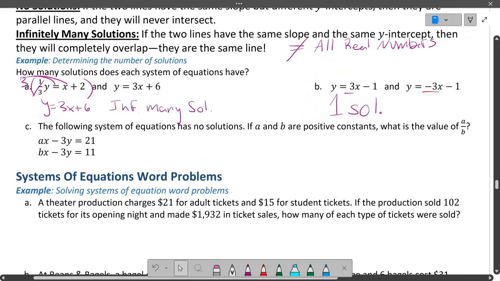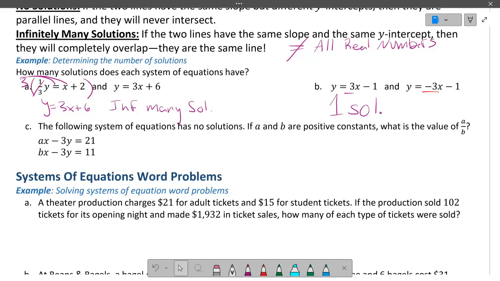Now, this is a classic SAT style question right here, because you have no way of finding what the solution is. So you have to be able to reason through and understand the relationship between systems and the number of solutions. They tell us that this system has no solutions. So what does that tell us about these two lines? They have the same slope. They are parallel. No solutions means that these two lines are parallel.